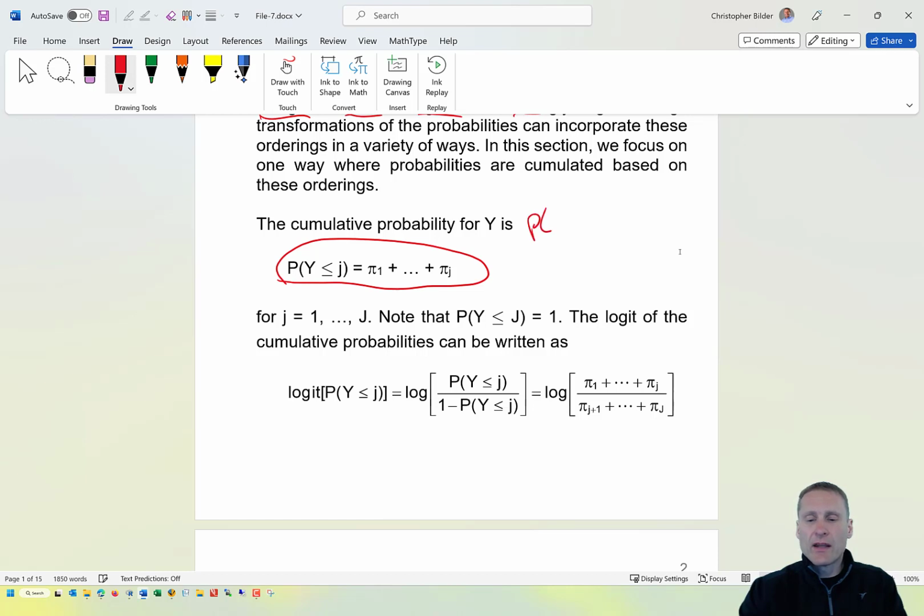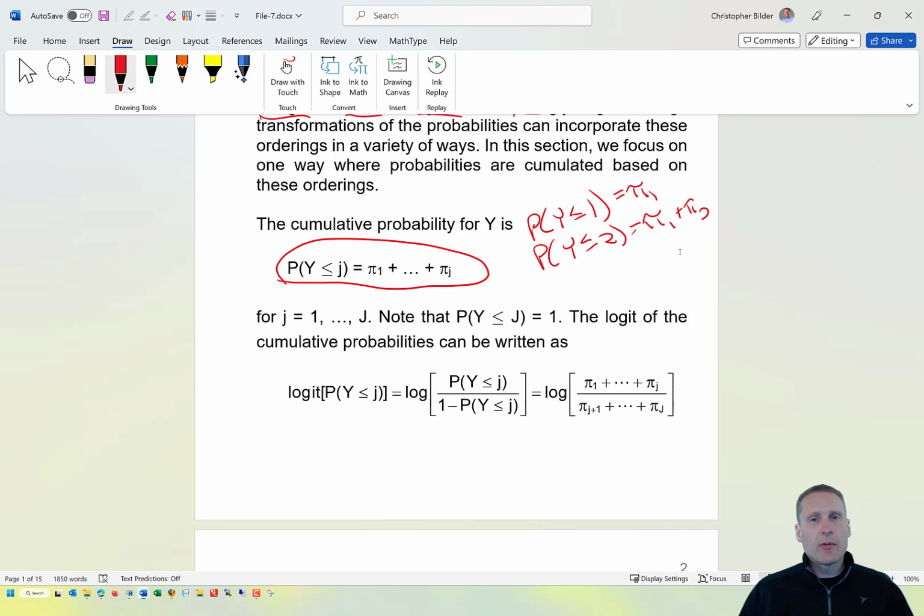So in other words, if I were to go back to the Likert scale situation, the probability that y is less than or equal to 1 would be pi 1, and that would correspond to the probability of strongly disagree. But I could also have the probability y is less than or equal to 2. That would be pi 1 plus pi 2. So the probability that one responds with disagree or less. And since we have that ordering now, it makes sense to look at those categories in that way.